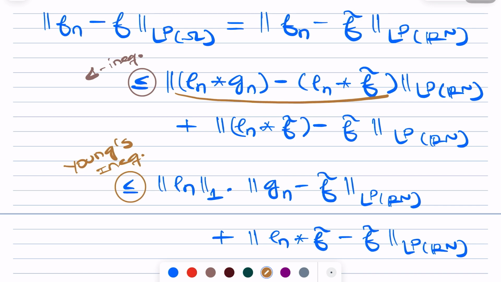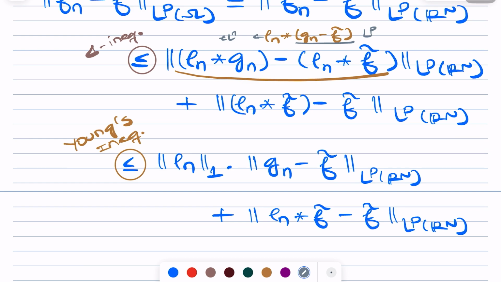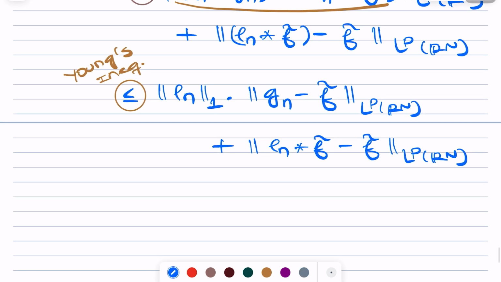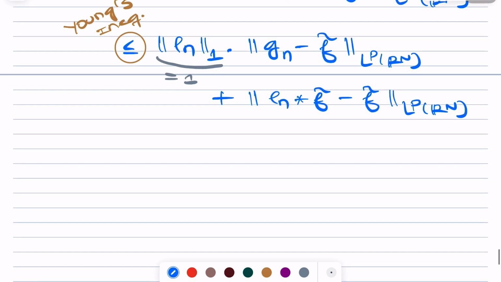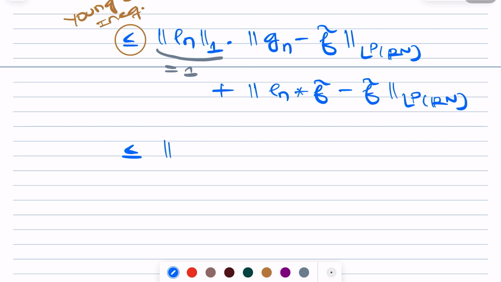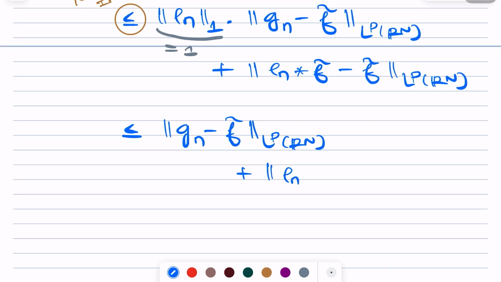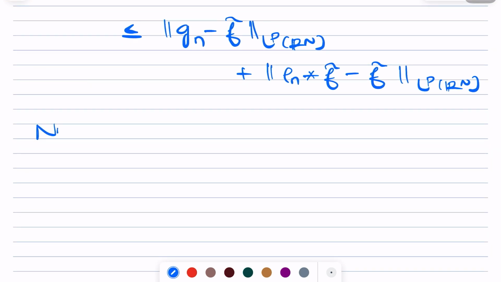You can put rho n factors. So this is again rho n convoluted with Gn minus F tilde. The rho n is in L1, and this quantity here is in Lp. So Young's inequality says that this is less or equal than the L1 norm of rho n times the Lp norm of Gn minus F tilde. But again, this quantity here is 1, by definition of modifiers. So this is less or equal than the norm of Gn minus F tilde in Lp of Rn, plus the norm of rho n convoluted with F tilde minus F tilde in Lp of Rn. Now, this is a very easy exercise.